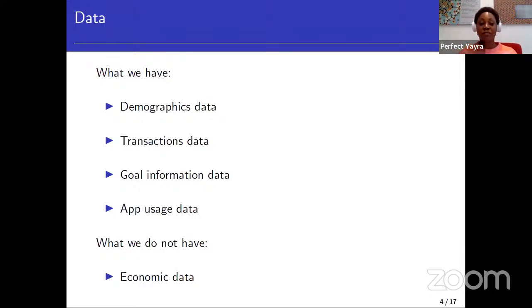So what do we have? We have demographic data, which is about the age, the country where the person resides, and what city the person resides in. And we have the transaction data, which is just a history of all the savings and refunds that customers have made using the app. And we have goal information, that is for what purpose the person is saving, what amount the person wants to, in the end, achieve, and also the duration, how long it would take for this person to achieve the goal that the person has set. And then we also have the app usage data set as to how frequently someone logs on the app and how long the person stays in a particular part of the app.